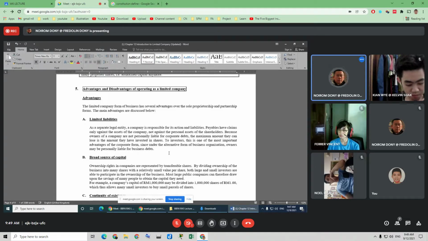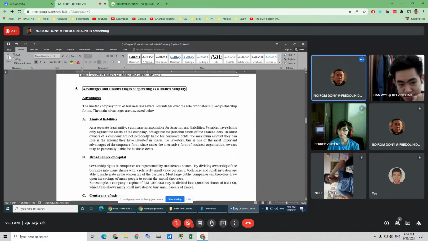Okay, these are the main features that normally make an investor, pelabur, want to invest in a company rather than in a sole trader, because they don't want to be personally liable for the debts of the company in case the company goes bankrupt. So they only want limited liability, just like this.